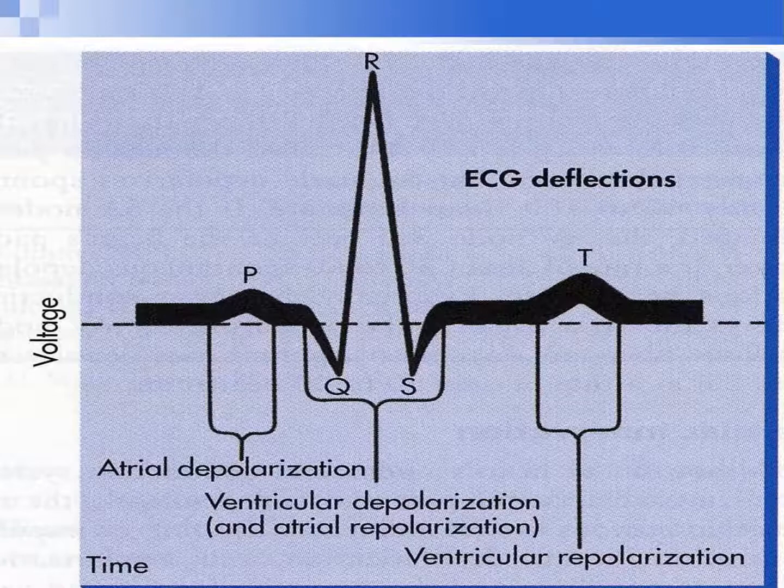Then you've got your QRS, which is your ventricular depolarization, and it also is your atrial repolarization, meaning it's resting. So you've got your atrium that's firing, then your atrium rests and your ventricle fires, and then you have your ventricular repolarization at the T wave there. And again, just think about repolarization as your resting period.